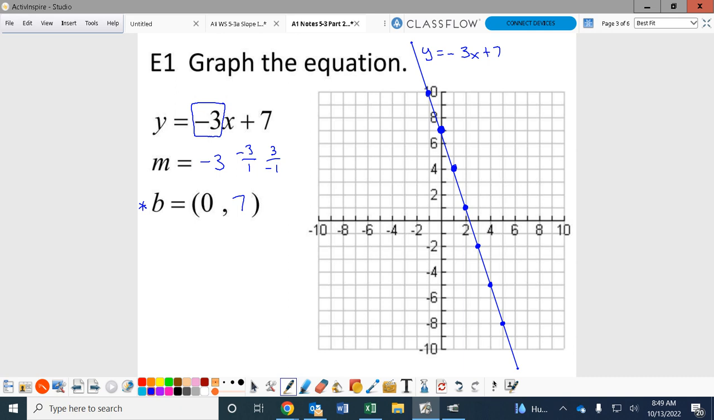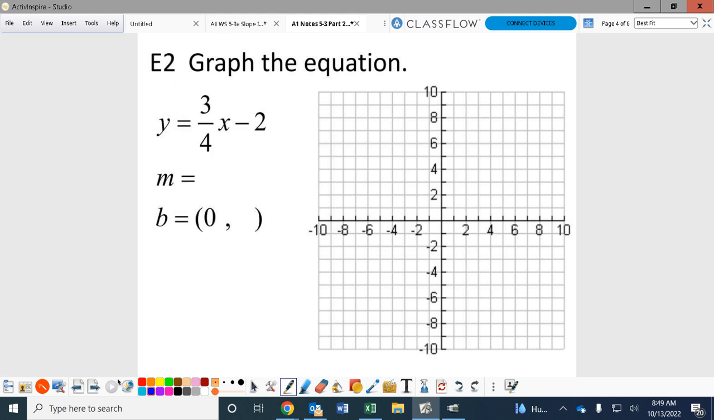Okay, let's do the next one. Here we go. Okay, so I'm going to ask you again. This is slope. What do we get for a slope? 3/4. This is for your y-intercept. It's going to be the point 0 what? -2. Which point? I just told you.